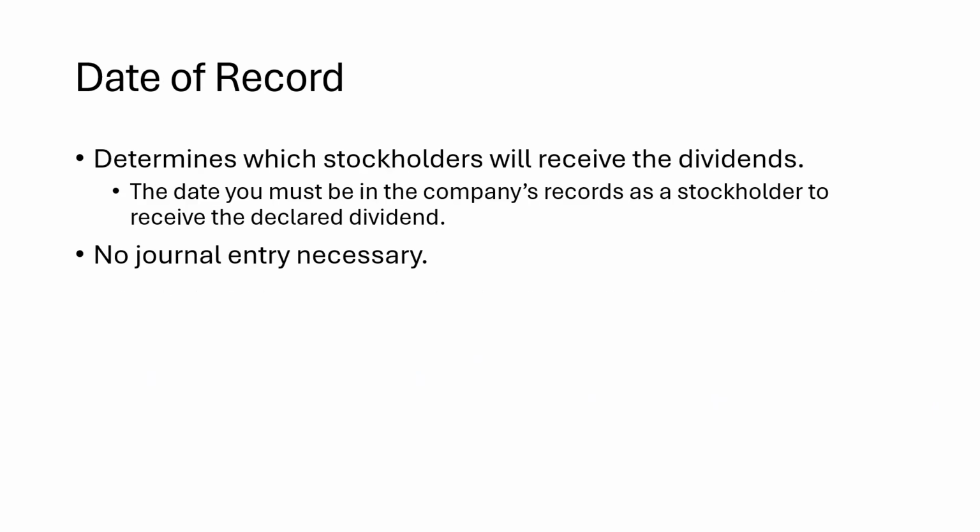The date of record. So this date determines which stockholders will receive the dividends. That's the date that you as a stockholder have to be in the company's records to receive the declared dividend. There is no journal entry here because there's not an actual transaction taking place on this date. This is just simply a predetermined date where the records of the company will be looked at to determine who are stockholders as of that date, and those are specified as the ones to receive a dividend.